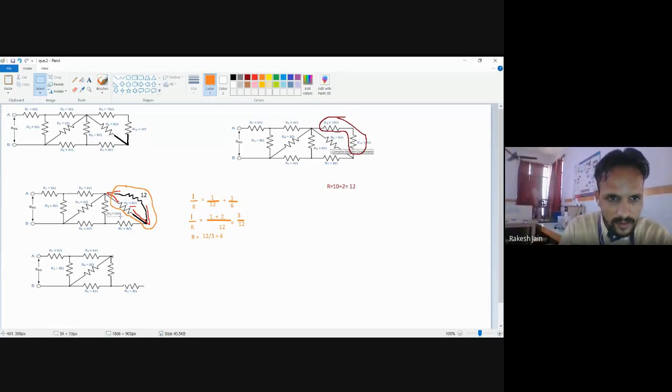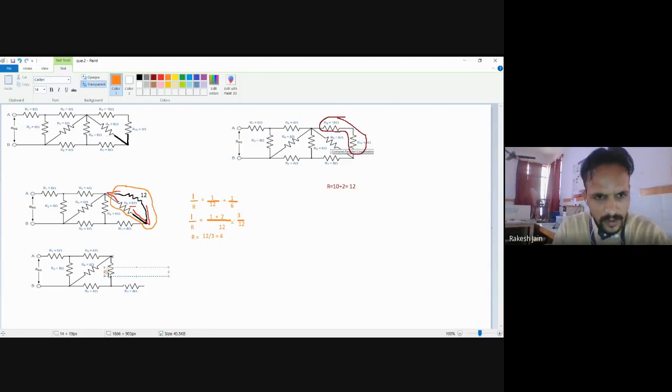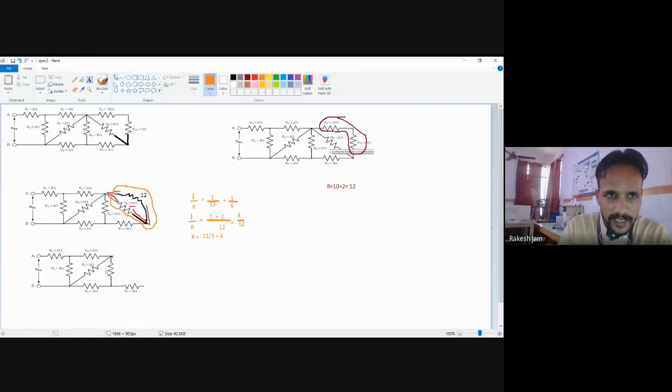Kindly wait, this 6 ohm I drew by mistake. This one is of 6 ohm as it is. I cannot change this. Okay, now these two resistances will be completely removed, and only a single resistance will become at their position. And what will be the answer of this single resistance? 4 ohm. So only 4 ohm will be there.